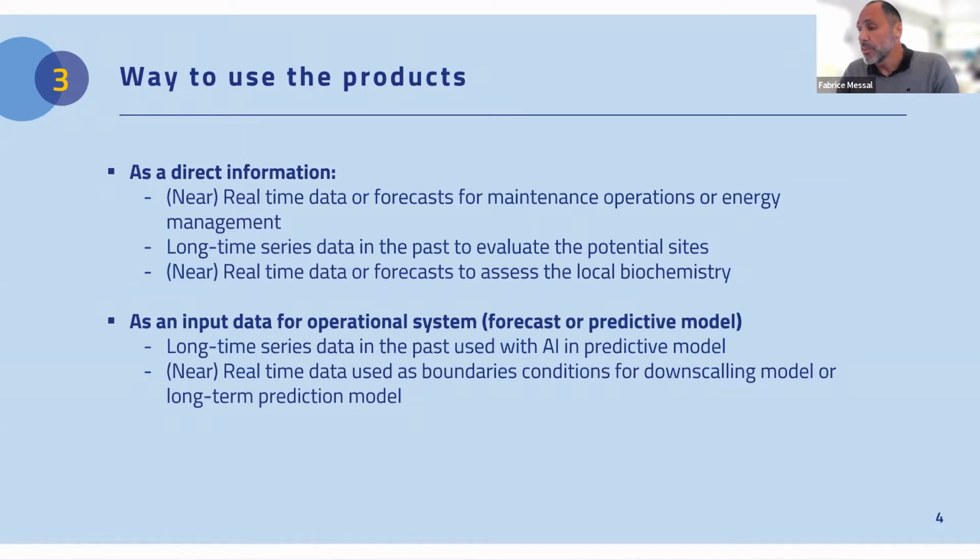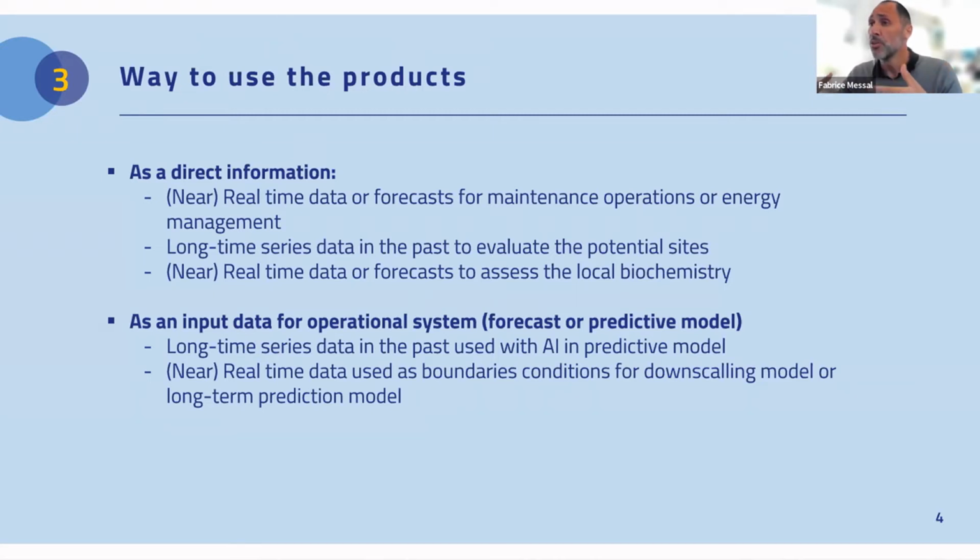The WEkEO products are available directly on the website. You can download them. You can directly use the data. So you can use the product as direct information. Okay, you need a forecast on this part of the world. You need long time series to evaluate the potential sites. You can directly download the data, play with it, and directly make your map, etc.